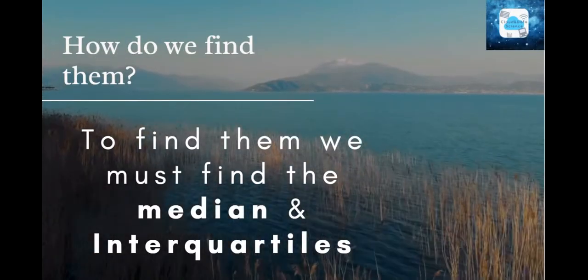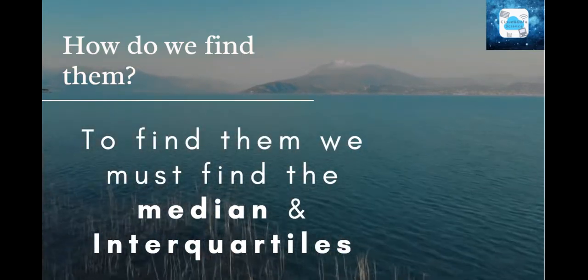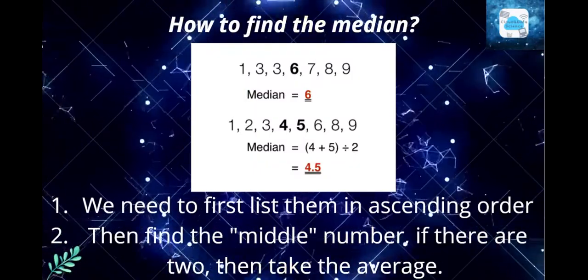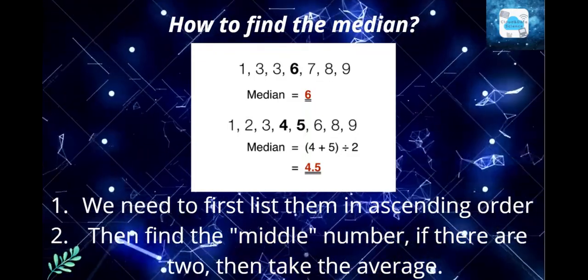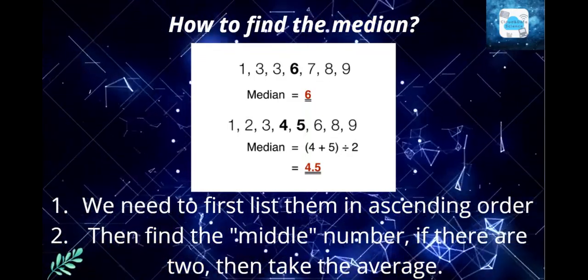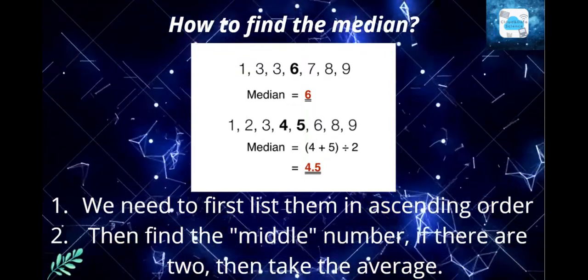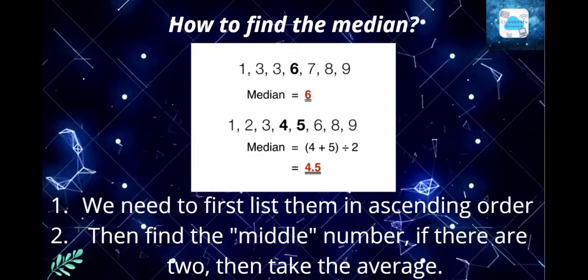How do we find them? To find outliers, we must first find the median and interquartiles. How to find the median? The median is basically the middle number, and to find it easily, we could just list the numbers in ascending order. After we list them in ascending order, we just find the middle number, which we could do by crossing out numbers from each side till you get to the middle. And if there are two middle numbers, you just have to take the average.